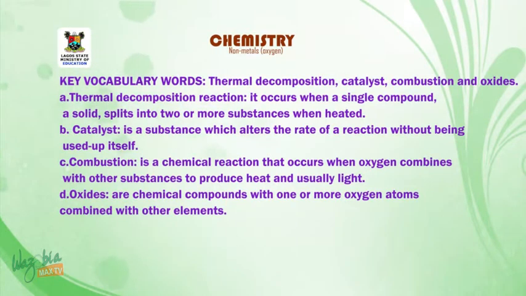C is combustion. Combustion is a chemical reaction that occurs when oxygen combines with other substances to produce heat and usually light. And D is oxides. Oxides are chemical compounds with one or more oxygen atoms combined with other elements.